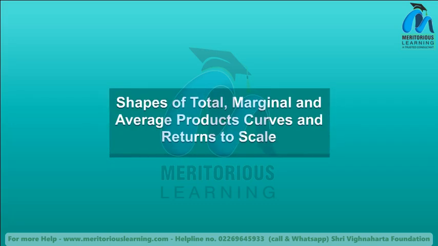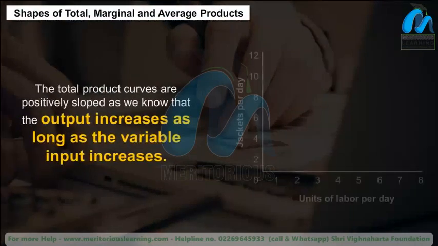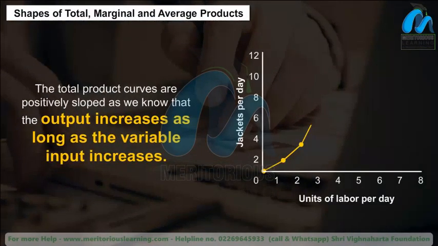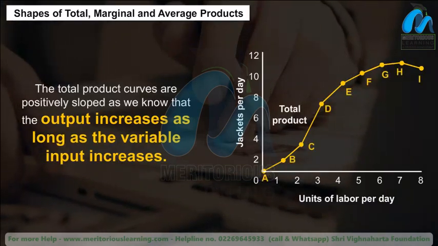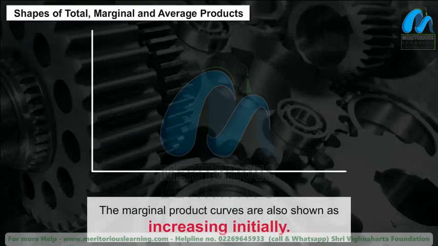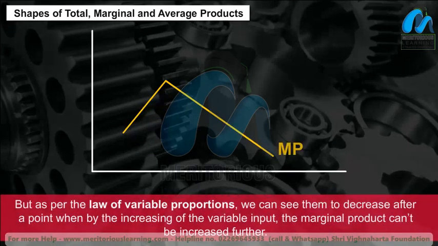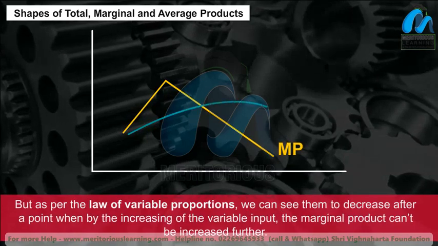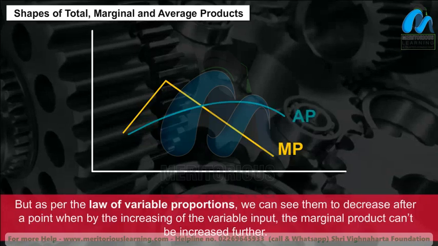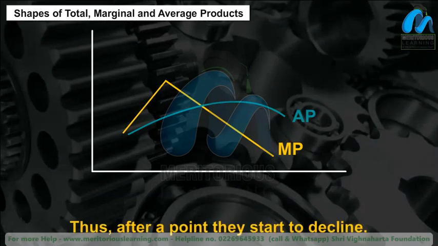Shapes of total, marginal and average products curves and returns to scale. Shapes of total, marginal and average products. The total product curves are positively sloped, as we know that the output increases as long as the variable input increases. The marginal product curves are also shown as increasing initially, but as per the law of variable proportions, we can see them decrease after a point when, by increasing the variable input, the marginal product can't be increased further. Thus, after a point they start to decline.